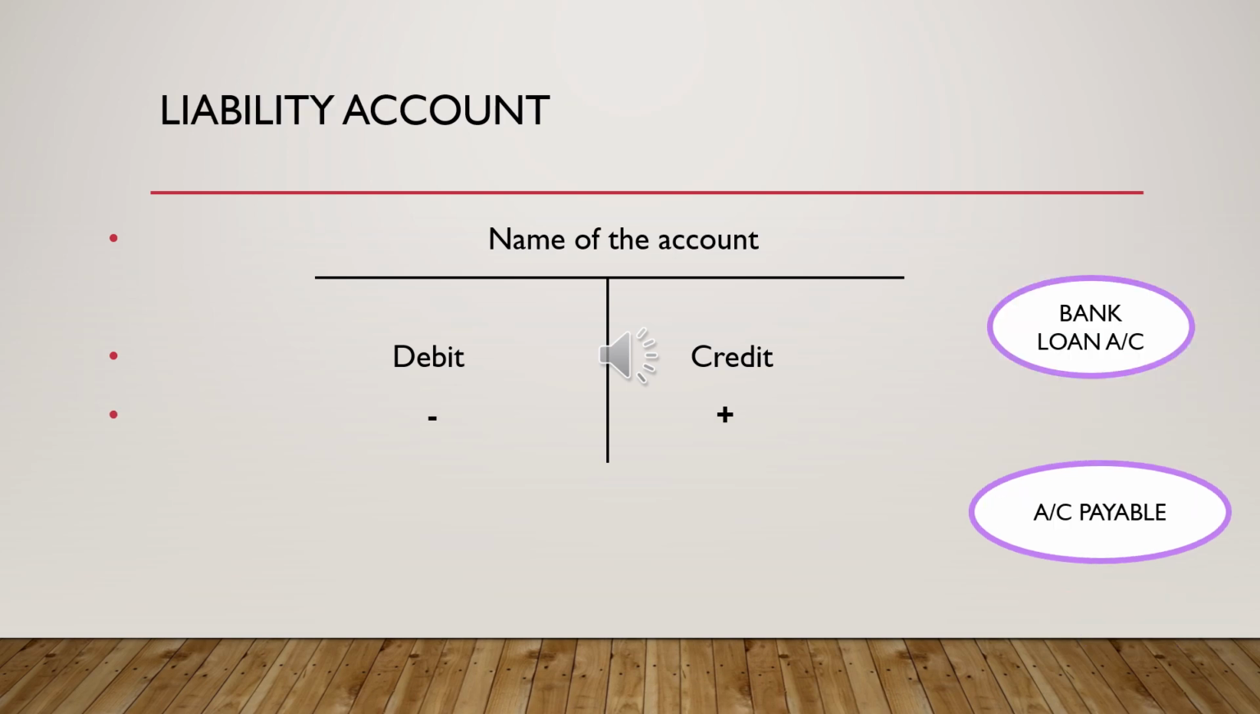Okay, next we are going to cover the liability accounts. For the liability, an increase in the liability needs to be recorded at the credit side. Meanwhile, the decrease in the liability needs to be recorded at the debit side. Examples of the liability accounts: we have bank loan, accounts payable, short-term bank loan, mortgage, etc.